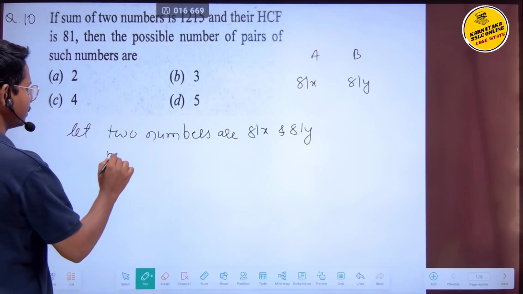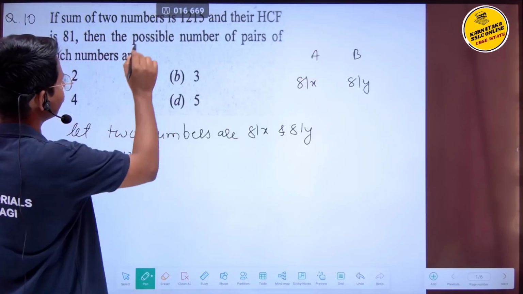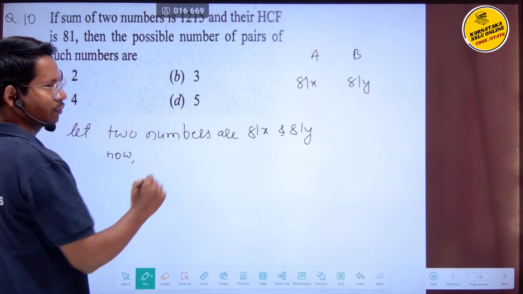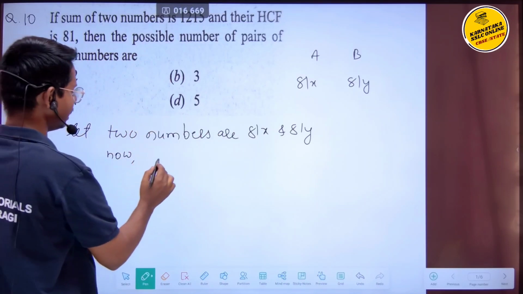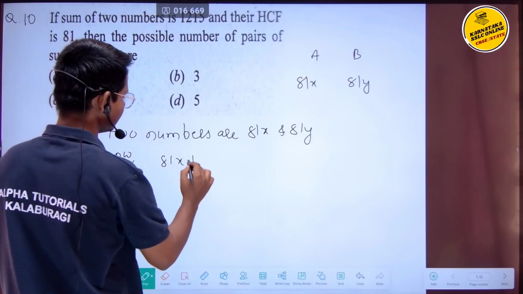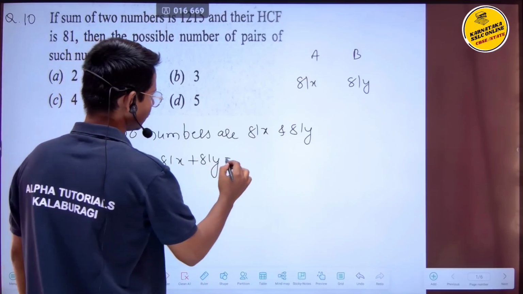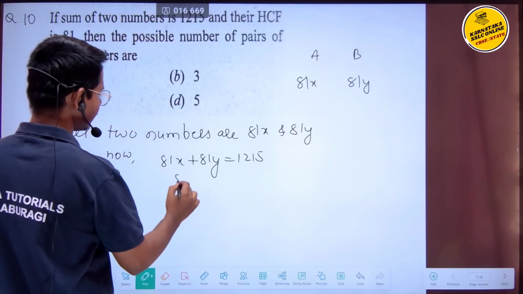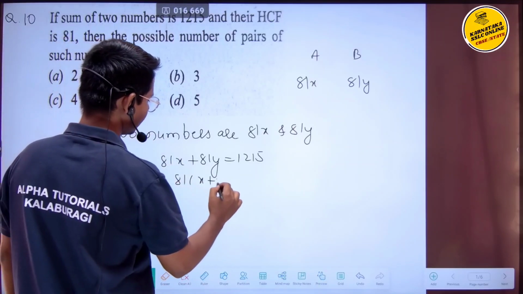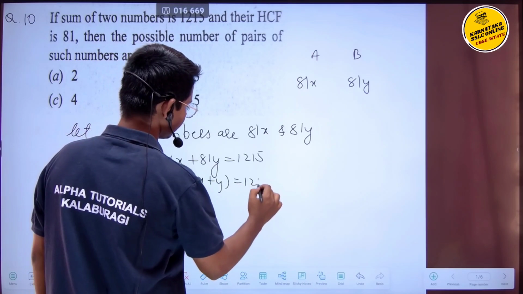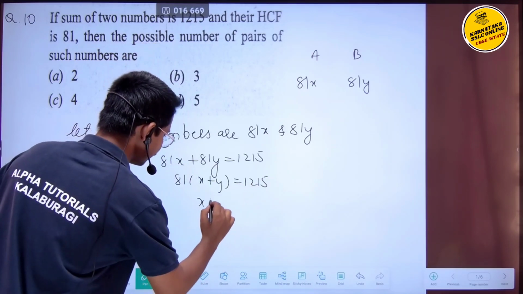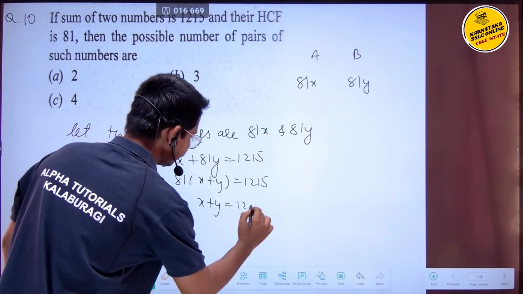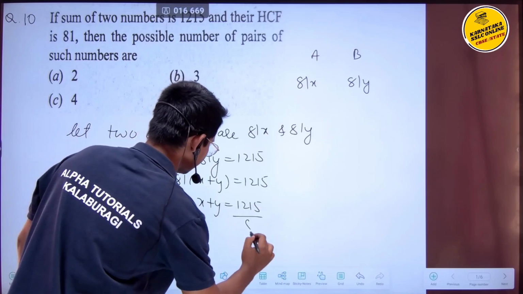Now, the statement says the sum of two numbers. So we have taken two numbers as per the statement, and the sum means 81x plus 81y equals 1215. Correct? Now you can take 81 common, so x plus y equals 1215 divided by 81.